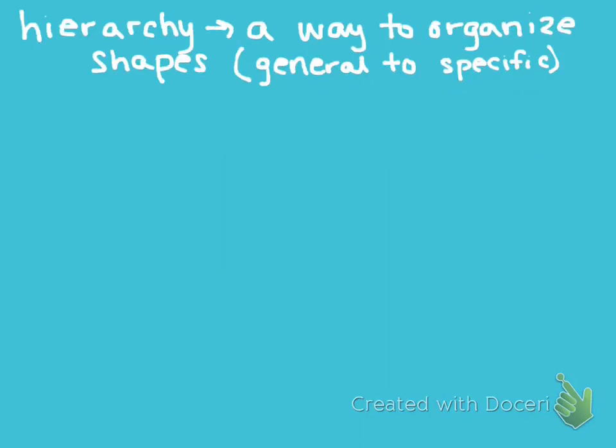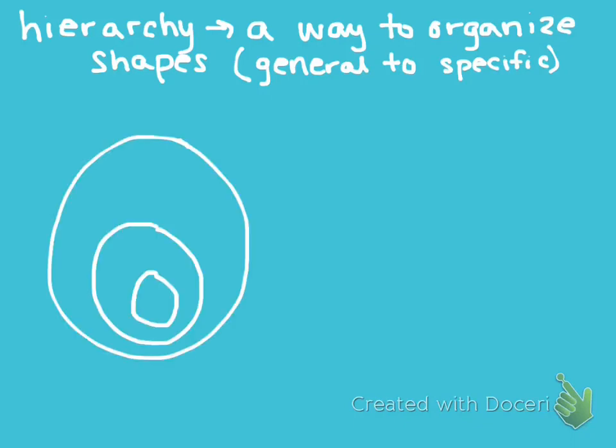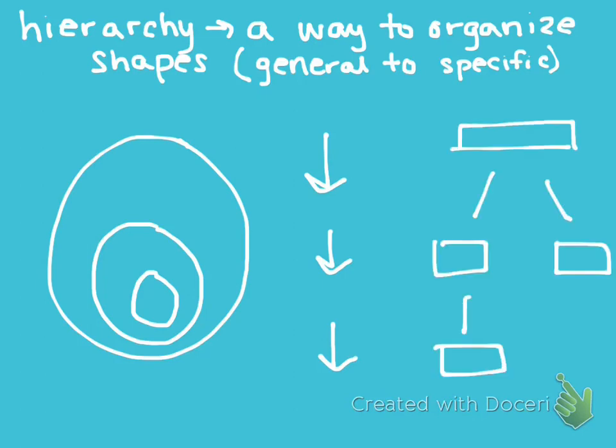We're going to build a hierarchy of triangles today. And a hierarchy is a way to organize shapes, and it's usually from the most general to more specific. And we can show hierarchies in several different ways. We can show a hierarchy with circles, just like you see on Dreambox. Sometimes we might use arrows, and other times we might use a flowchart similar to this.